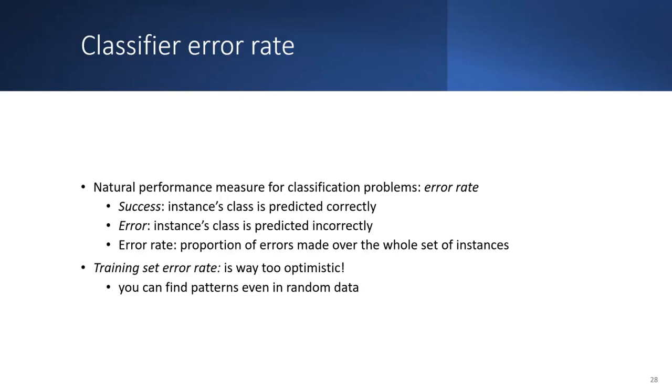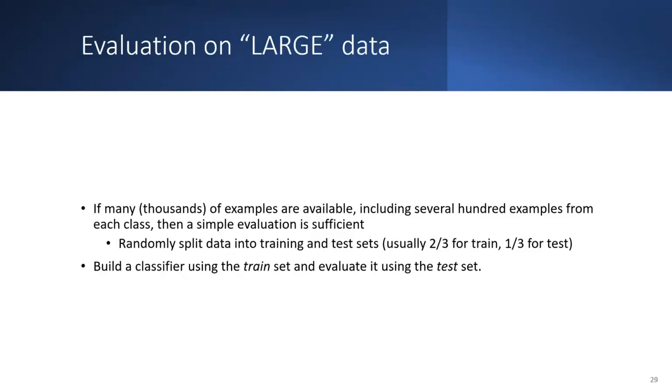Classifier error rates are a natural performance measure for classification problems. Success means the instance's class is predicted correctly; errors are instances whose class is predicted incorrectly. Error rate is the proportion of errors made over the whole set of instances. The training set error rate is too optimistic, not realistic, because you can find patterns even in random data.